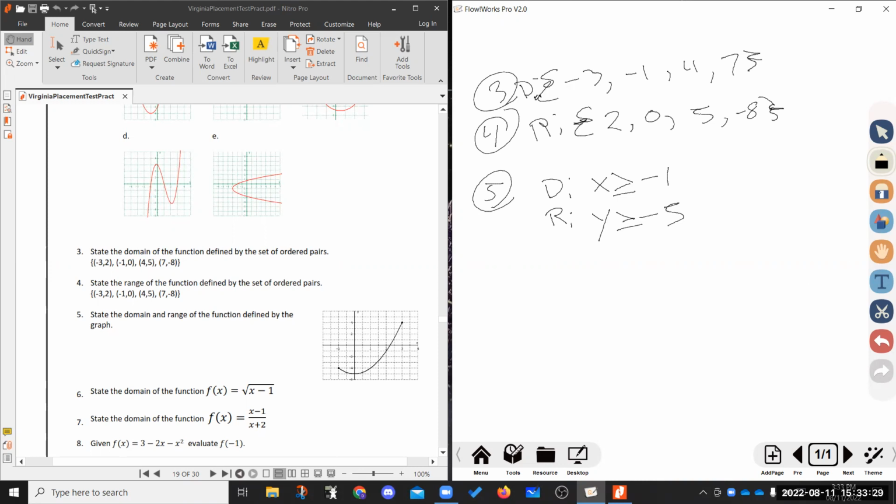Oh, but wait, I'm wrong, because there's a point on the other end. So x is between -1 and 3, and y is between -5 and 4. And I have the or equal to's because there are solid dots there.